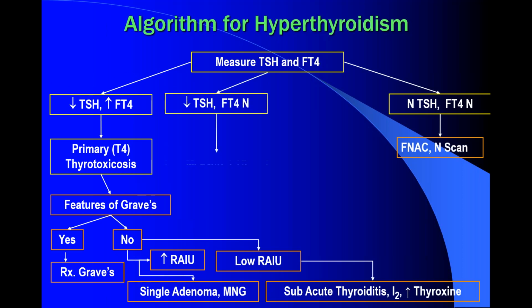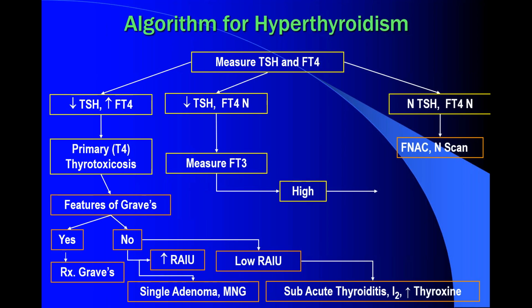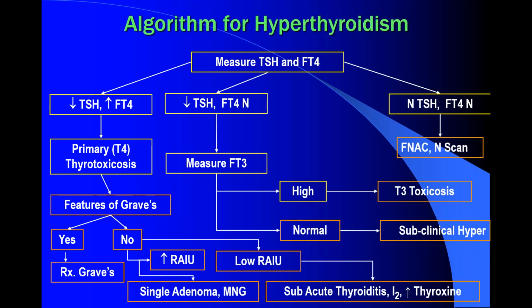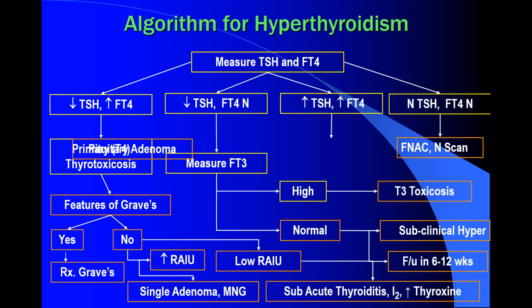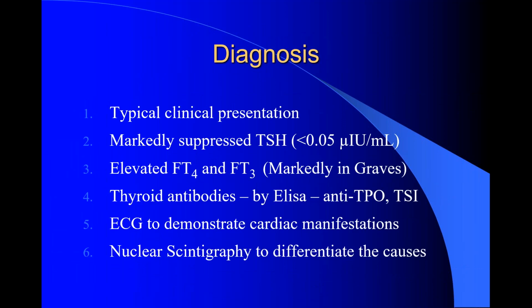So if TSH is less but T4 is normal, you have to measure T3. If it is high, then it is thyrotoxicosis. Otherwise, if it is normal, then it is subclinical hyperthyroidism. So this is how we will proceed with the algorithm. Then how will you make the diagnosis? As I have told you, the patient has a typical clinical presentation. Patient has suppressed TSH. Patient has elevated levels of T3, T4, which is marked in Graves.